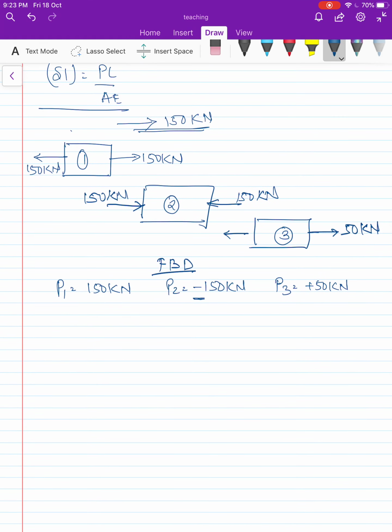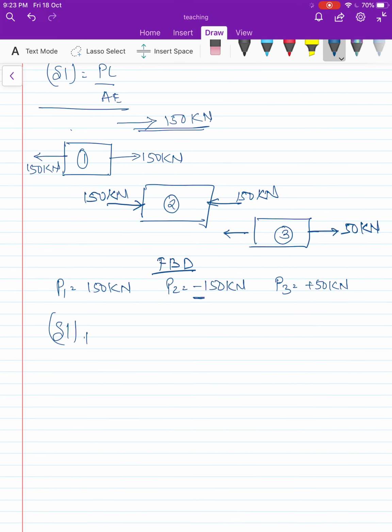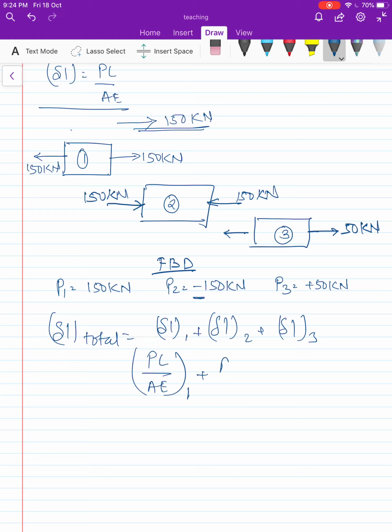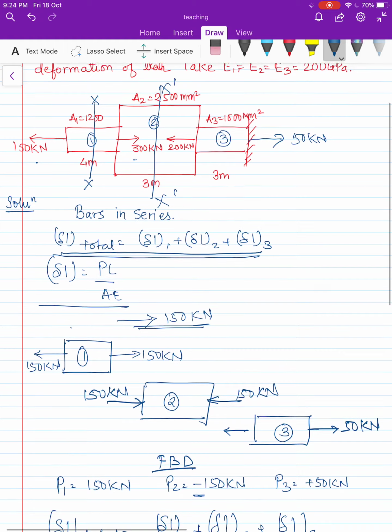So let's try to write it down. The total deformation will be equal to deformation in first, deformation in second, deformation in third. Deformation can be given by the formula PL by AE of first, PL by AE of second, PL by AE of third. Now we have already calculated what will be P1, what will be P2 and what will be P3. Now let's try to find out the other data from the given data.